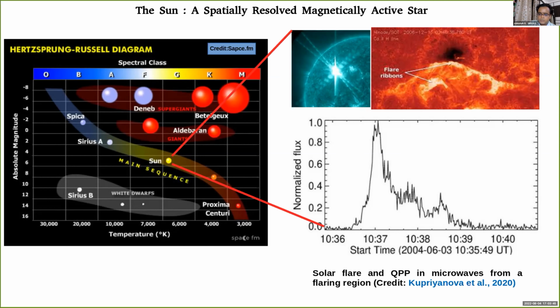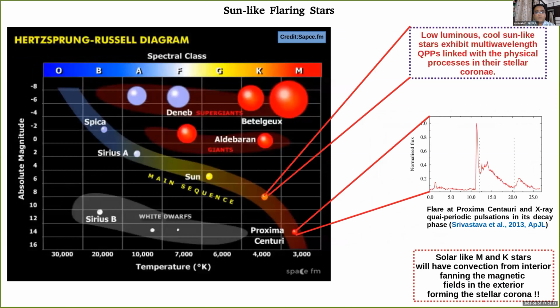So that is the typical scenario when we observe the Sun or its flaring region in star mode. Not only the Sun, but when we inspect the main sequence of the HR diagram, we find lots of flaring stars. Compared to the Sun, on the right branch of the main sequence, which is basically the low luminosity cool Sun-like stars, they exhibit flares, and at multiple wavelengths they sometimes show QPPs, quasi-periodic pulsations, which are linked with the physical processes in their stellar coronae.